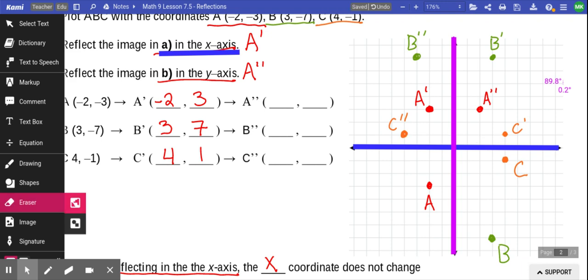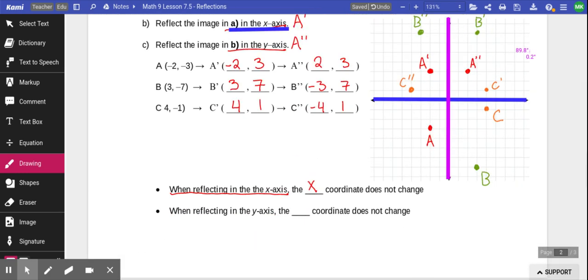If I wanted to write out the coordinate points, because I've reflected about the y-axis, the x values are going to be what change, and the y values are going to stay the same. So to fill in our blank, it says when reflecting in the y-axis, the y value does not change. And you'll notice that my y values did not change when I reflected in the y-axis. The x values did, though. The x values went from positive to negative. Okay, that's like the majority of what we do.